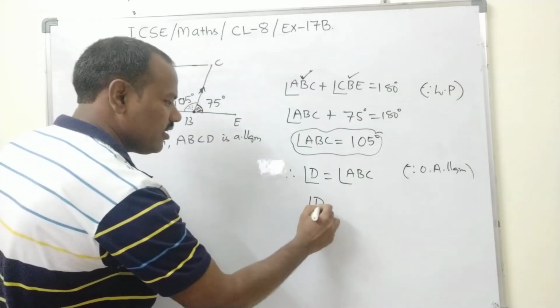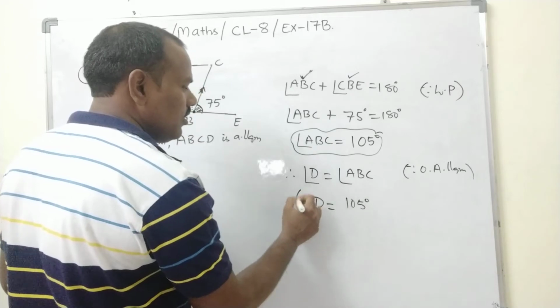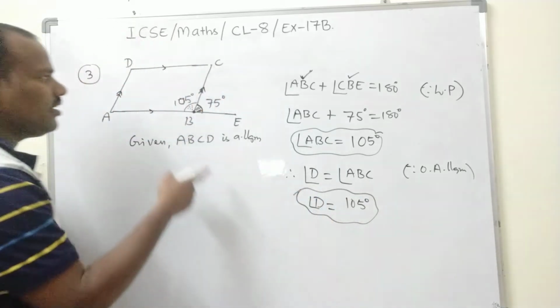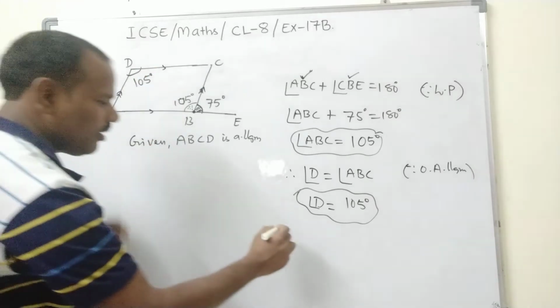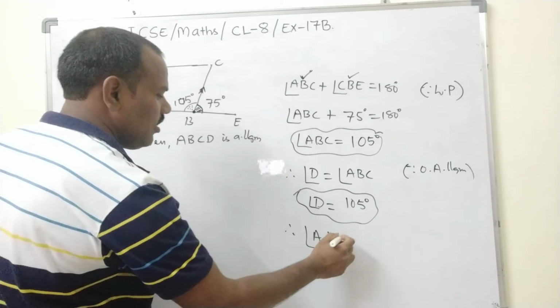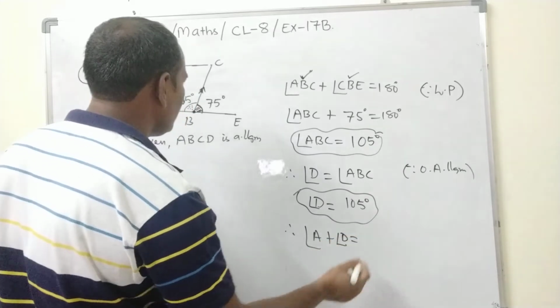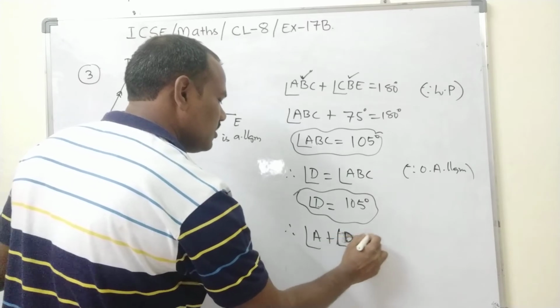So therefore angle D is equal to angle ABC, equal to 105 degrees. Yes or no? So D is equal to 105. Done. Two angles already we have calculated. So this is also 105. But we know that angle A plus angle D is equal to 180 degrees in a parallelogram.